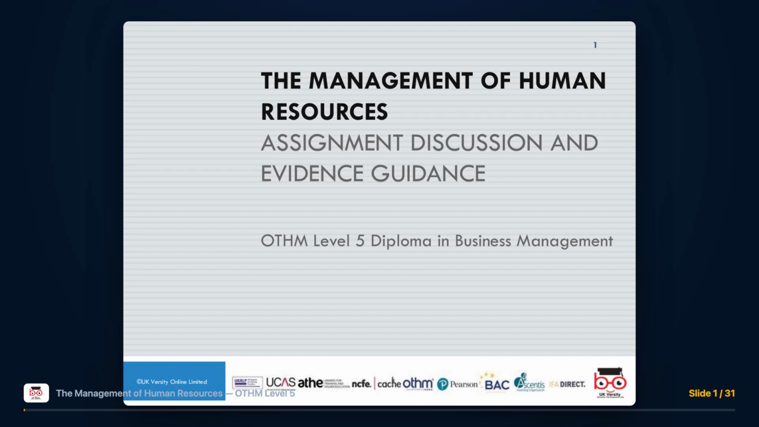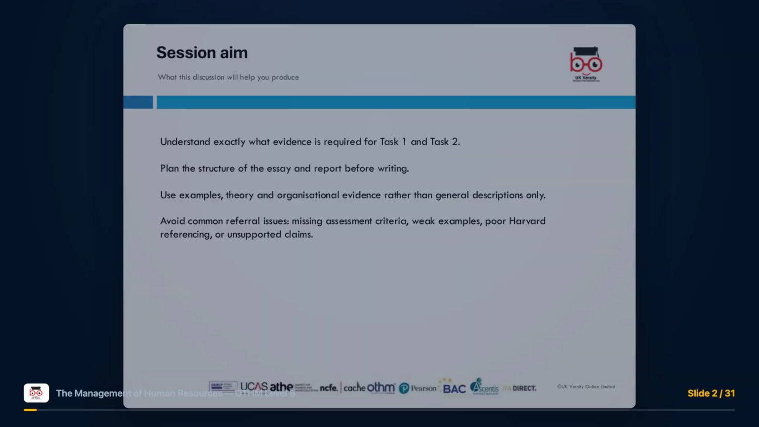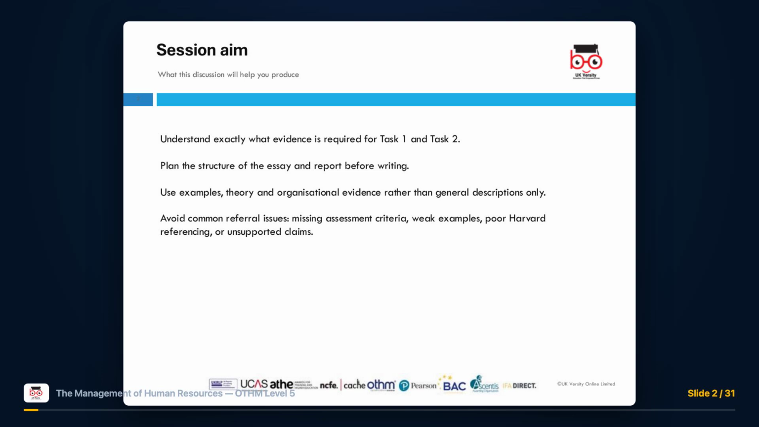Welcome to the assignment discussion and evidence guidance for the management of human resources, part of the OTHM Level 5 Diploma in Business Management. We'll walk through both tasks and exactly what evidence you need. This discussion will help you understand what's required for Task 1 and Task 2, plan the structure before writing, and use examples, theory and organisational evidence rather than general description.